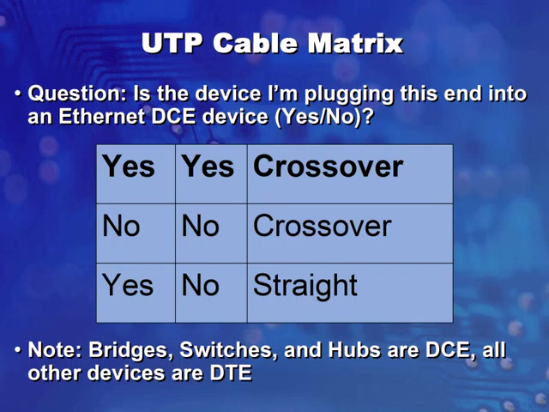You ask yourself that question on both sides of the cable. So if I plug it into one device, is it yes or no? And plug it into the other device, yes or no? And you find that if it's yes on both sides, you need a crossover cable. If it's no on both sides, you also need a crossover cable. But if it's yes on one side and no on the other, you need a straight-through cable. Now, the other way to figure this out is you just plug it in and look for the lights. If the lights come on, it's probably going to work.